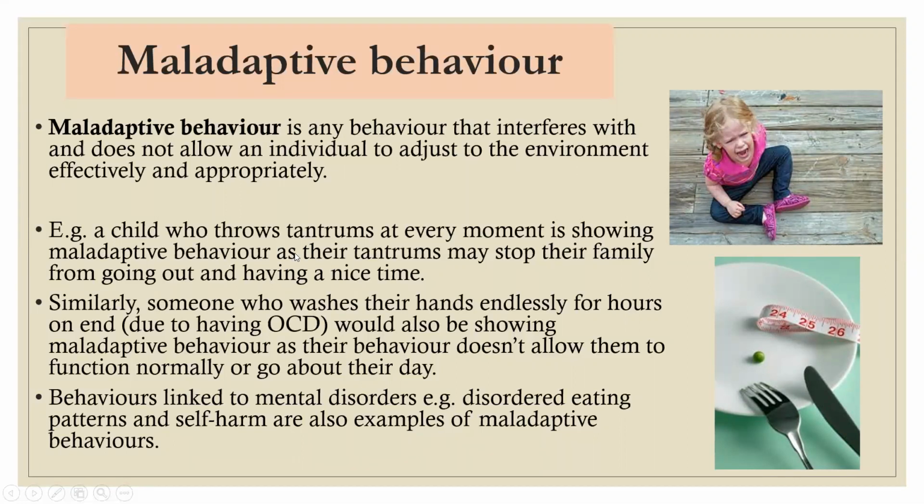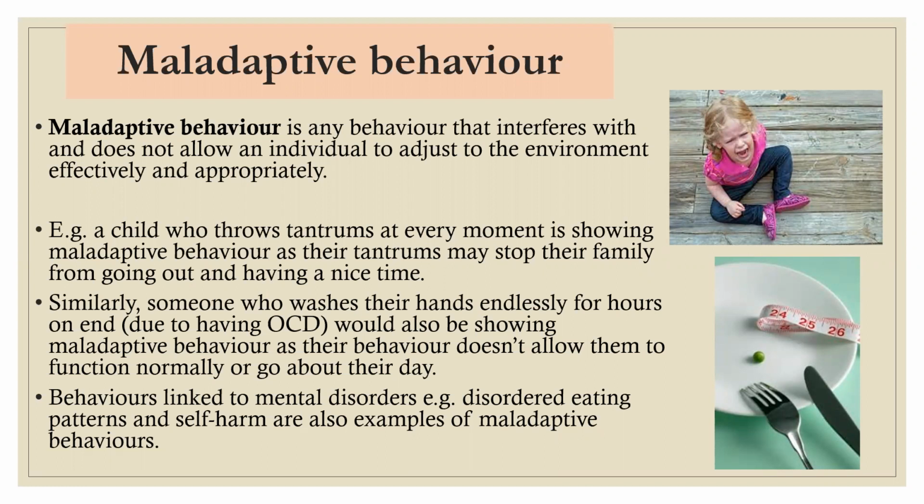So we can apply maladaptive behavior to anyone. It doesn't have to be someone who's got a mental disorder. So if you've got a little brother or a little sister who always throws tantrums every single time for the silliest reasons, that child might be showing maladaptive behavior, okay? Maladaptive behavior, again, is anything that stops you from being able to adjust to your environment. So let's say the family wants to go out for a nice dinner and there's no reason why the child should be distressed or annoyed about this, but they just start throwing a tantrum for no reason at all. That is an example of maladaptive behavior, okay?